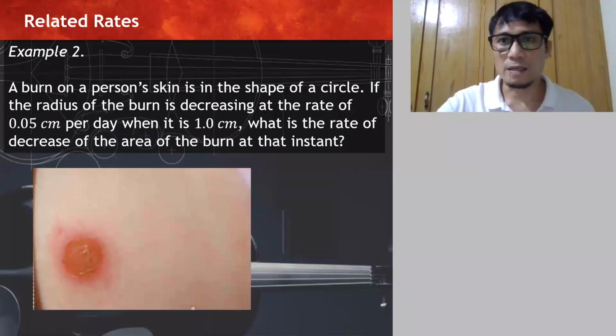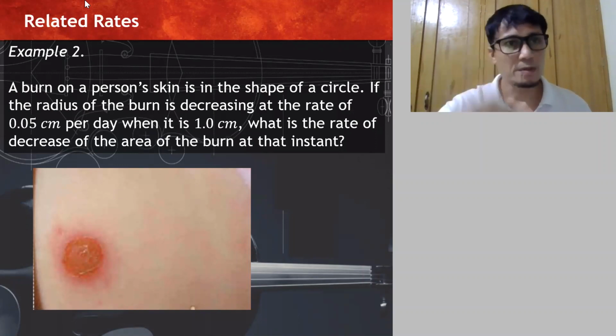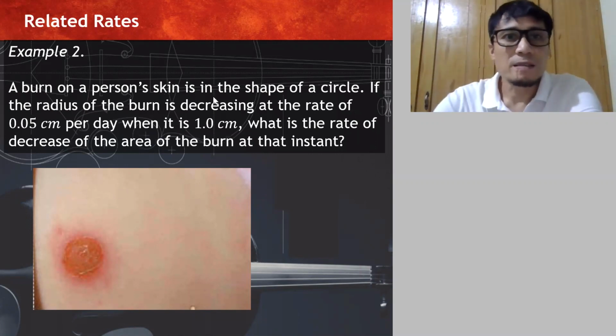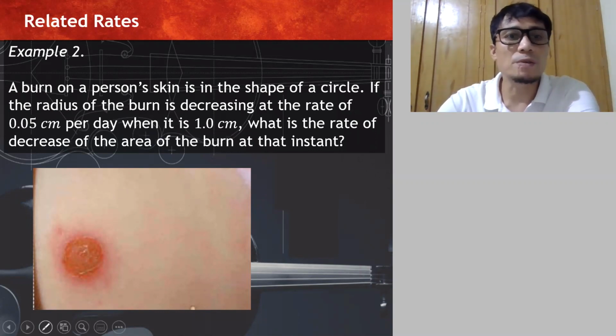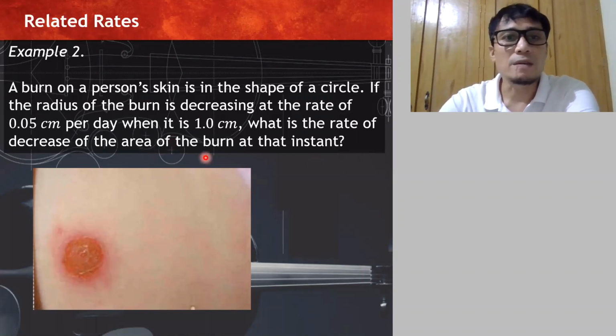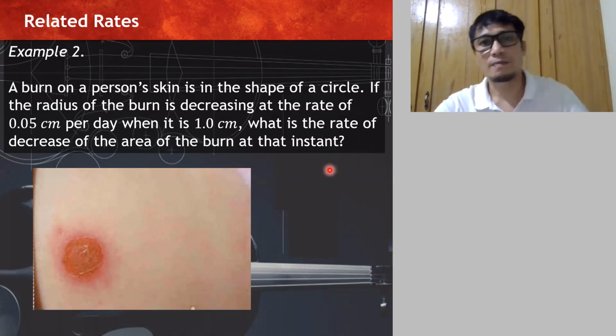Okay, we're now in our example number 2 for the topic related rates problem. A burn on a person's skin is in the shape of a circle. If the radius of the burn is decreasing at the rate of 0.05 centimeters per day, when it is 1.0 centimeter, what is the rate of decrease of the area of the burn at that instant?